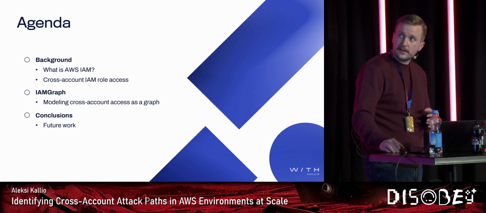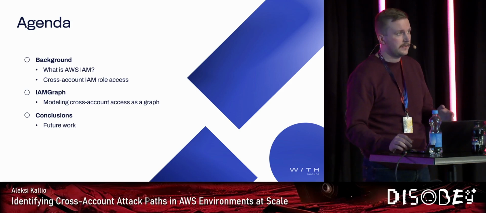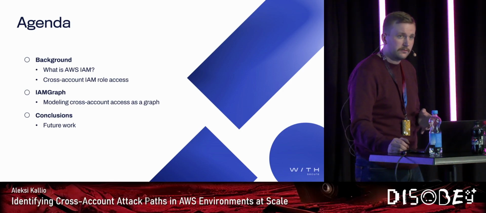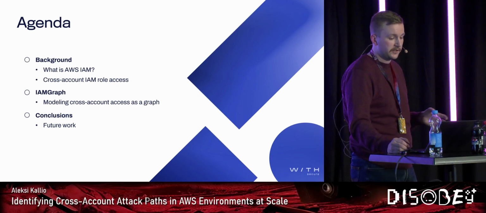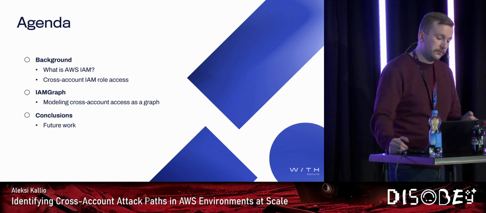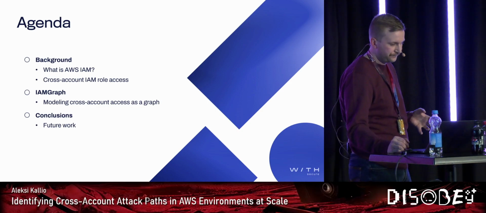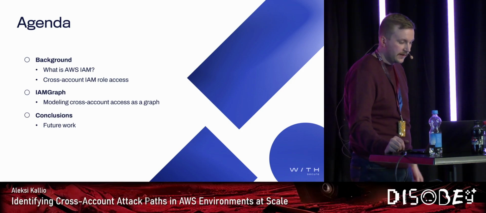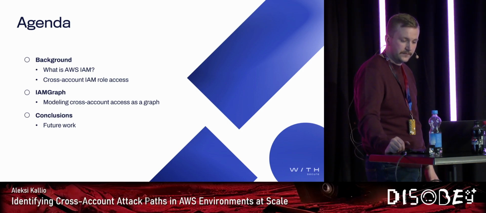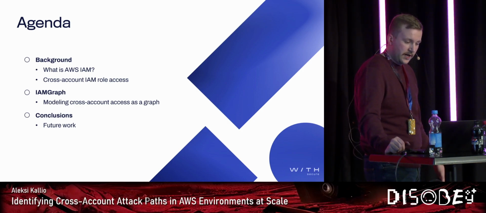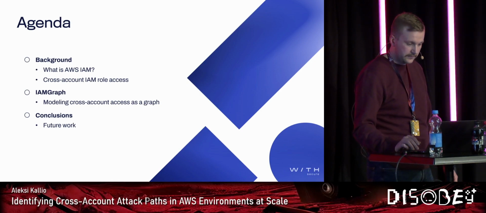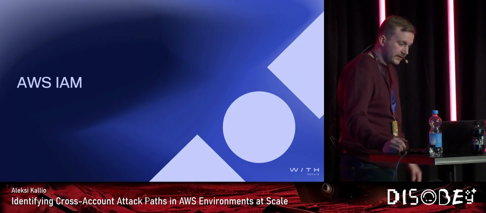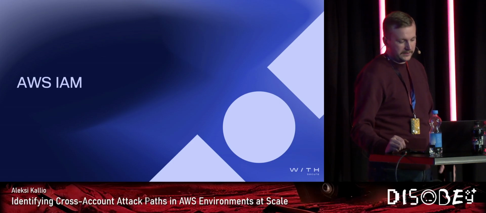The agenda for this talk is like this. We'll start by defining the problem, and there we will also cover the basics of AWS IAM. So even if you're not that familiar with AWS, I will try to cover all the basics that you need to know to understand what the issue here is. Then we will discuss the cross-account IAM role access, what it is, and how attackers could maybe use it. Then we'll show IAM Graph, what it is, what it does, and in the end we will have conclusions and ideas for future work.